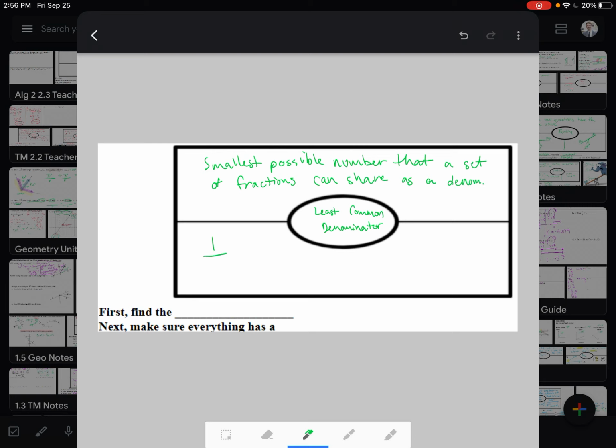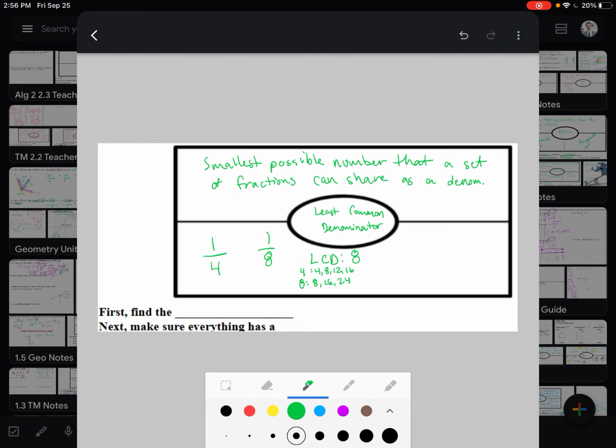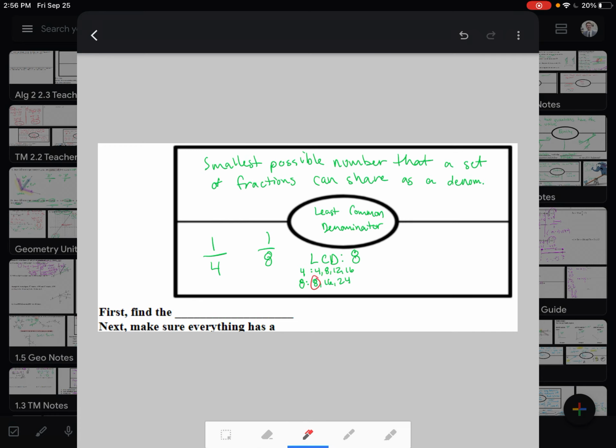For example, if we had 1 over 4 and 1 over 8, the LCD of both of these is 8. The reason why is if we look at our multiples, this is how I usually do this. Multiples of 8 are 8, 16, 24. You can keep listing them. For 4: 4, 8, 12, 16, and so on. We're going to see ones that they have in common. We see 8 and 16 are 2 that are in common, but of the ones that are in common, the smallest one is 8. So it's more or less our least common multiple.